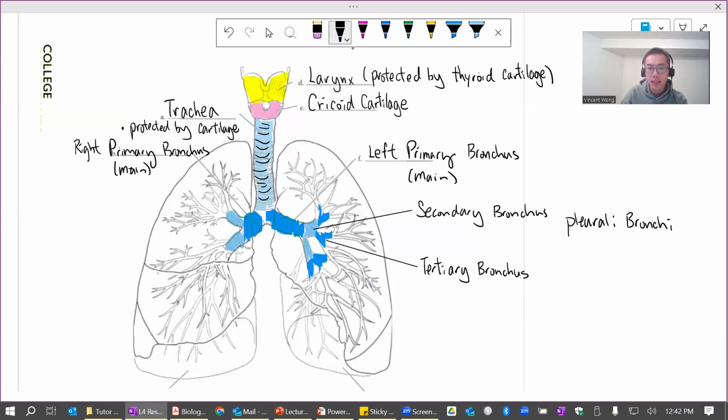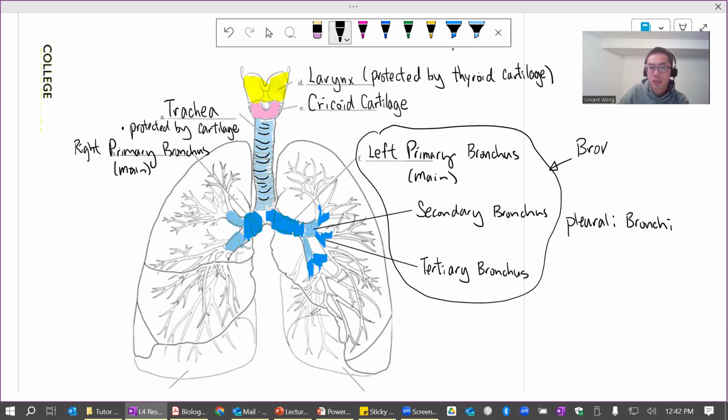So this whole thing, right, like all these things, it's like an upside down tree with all the branches, right? So we call this the bronchial tree. It's like, again, if you take a tree without the leaves and then you turn it upside down, that's what this looks like. Any questions?